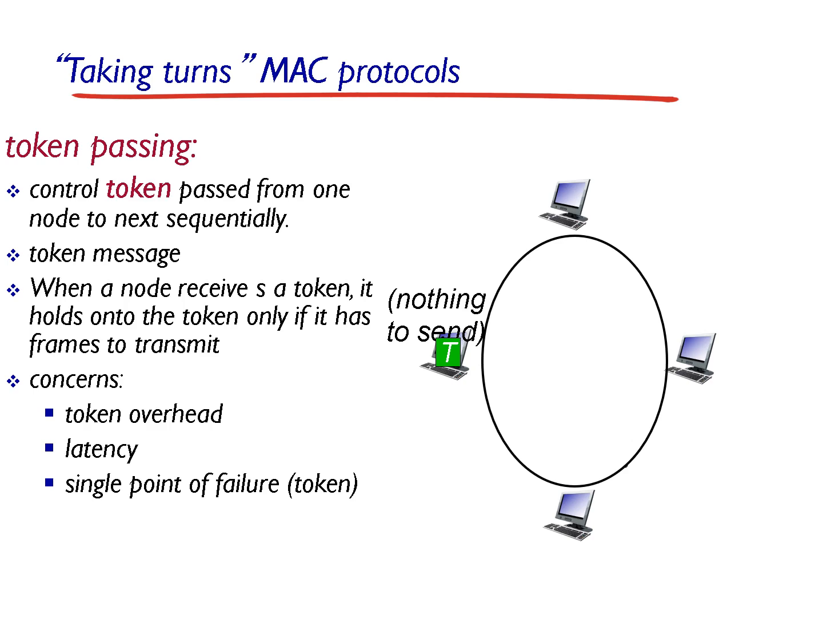The last two controlled access methods are commonly known as taking turn protocols, and totally there are three different controlled access protocols. One is reservation, and two taking turn protocols: one is polling, and another is token passing.